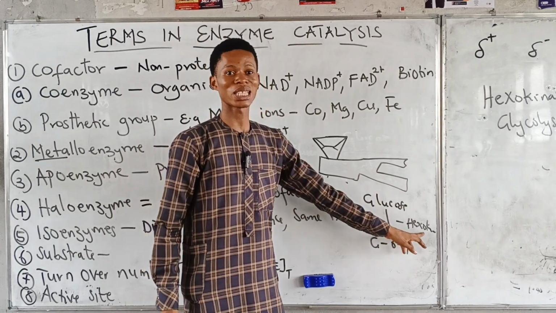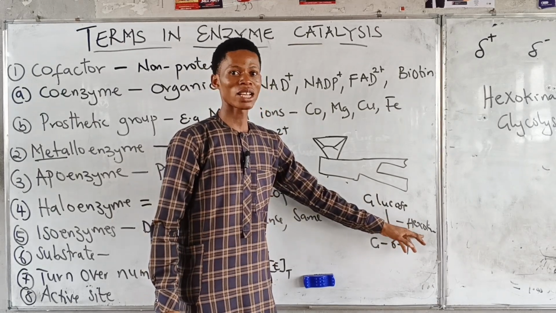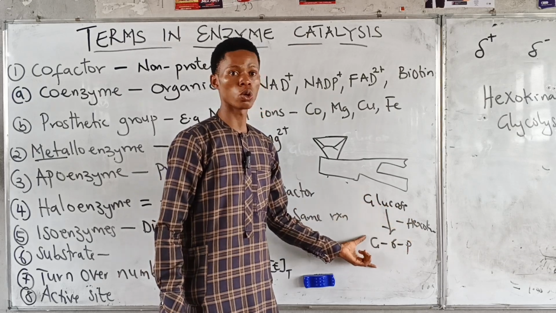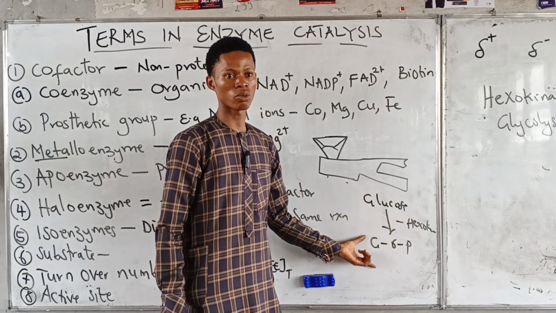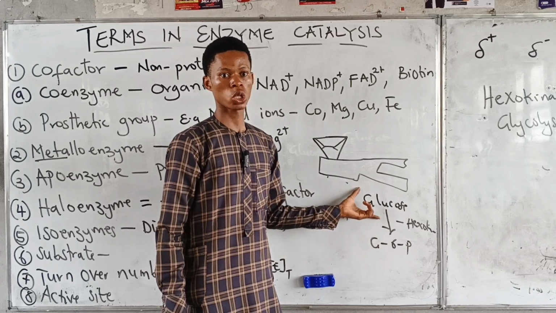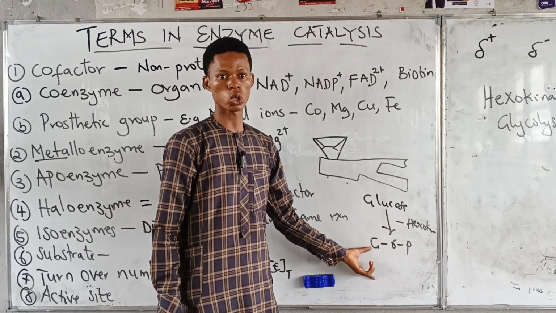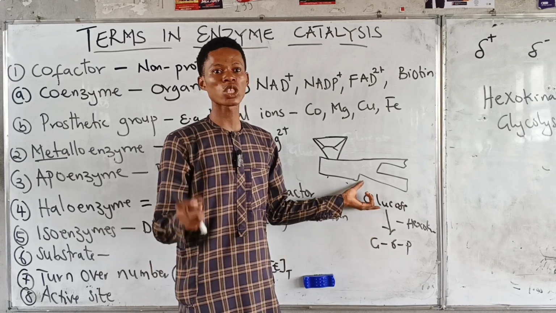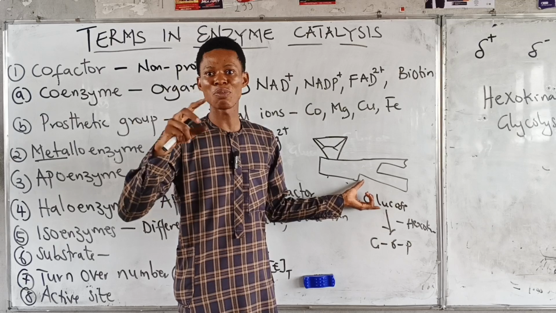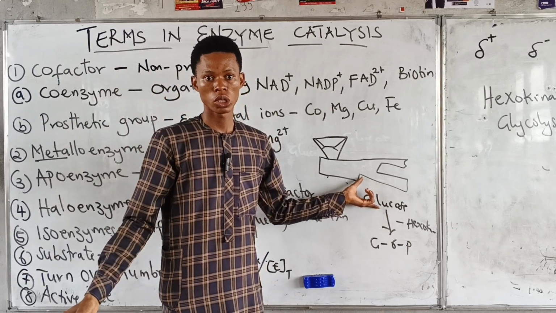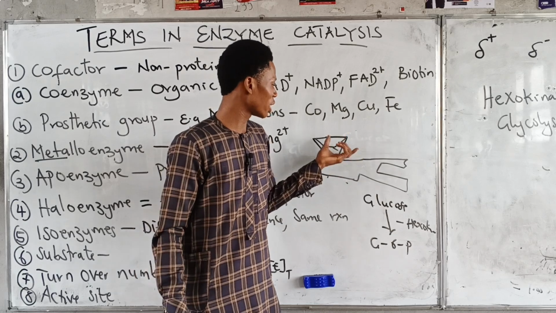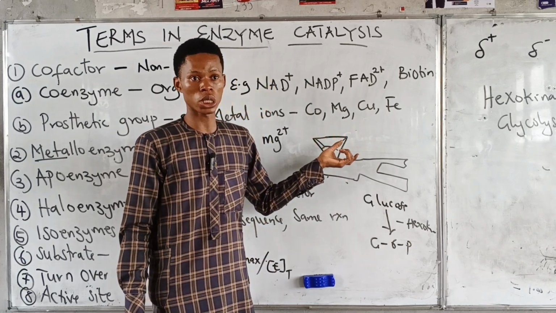No, the hexokinase is the enzyme. And the hexokinase is converting glucose to glucose 6-phosphate. So what is the substrate of this reaction? Glucose. What is the product of this reaction? Glucose 6-phosphate. So the substrate is that substance that the enzyme is converting to product. Do you understand? So cassava is the substrate here.